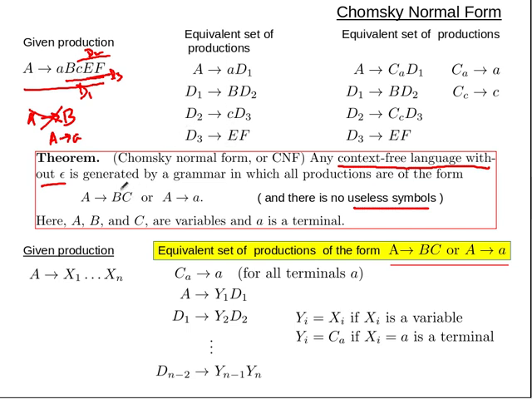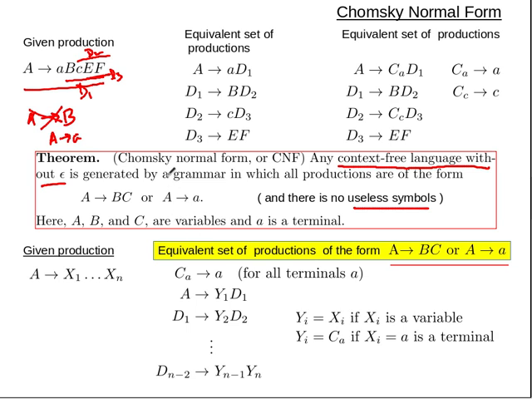Now here we need both of these symbols to be variables, but that is also easily fixed, because we can have productions like this. Here we have terminals a and c, so we introduce new variables just to replace these terminals. These new variables go to a and to c, and in place of a and c we just use Ca and Cc.